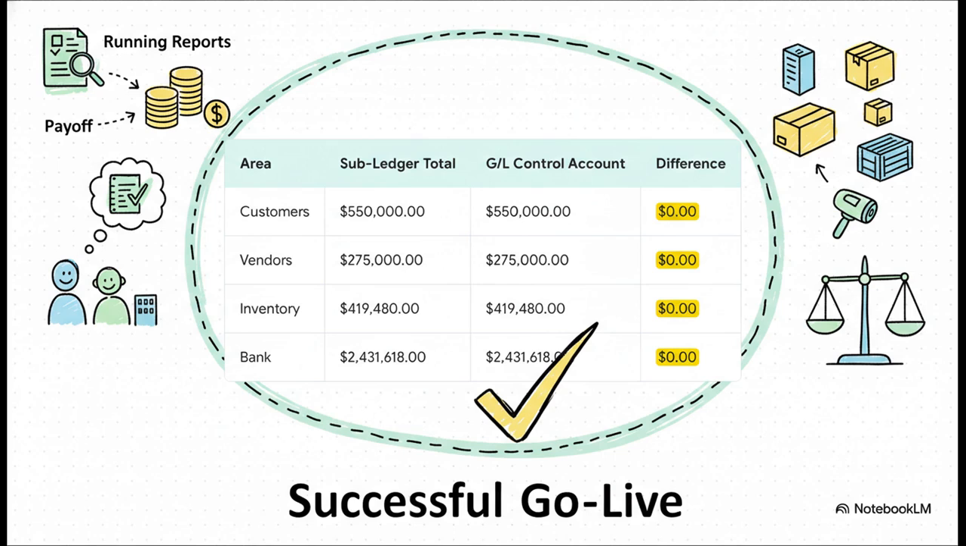The total of all our open customer invoices perfectly matches the accounts receivable GL balance. The value of our inventory is identical to the inventory GL balance. Seeing a difference of zero all the way down the line, that's the proof. That's a successful, fully reconciled go-live.